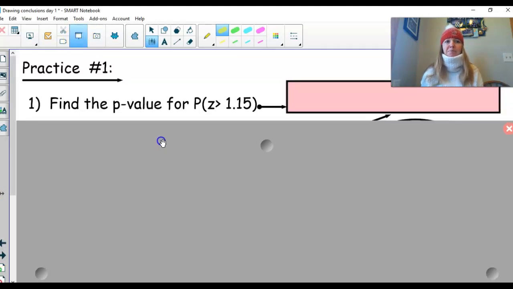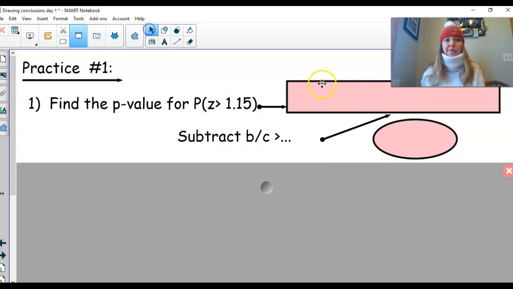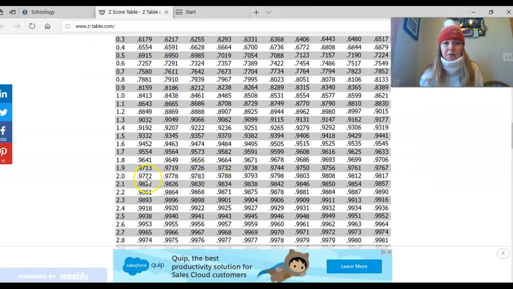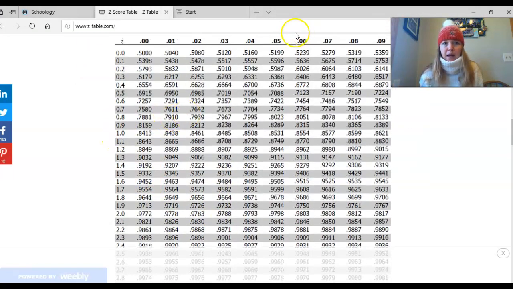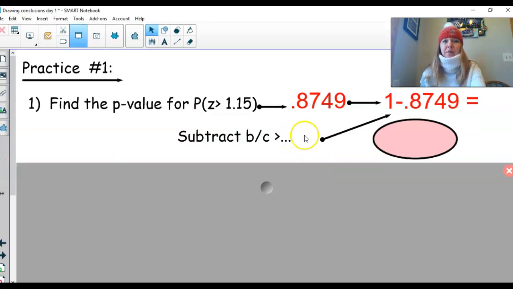Okay, practice number 1. Find the p-value for when z is greater than 1.15. Oops, I showed you too much. Well, that's okay. So what am I going to do? I'm going to go to that 1.15. 1.1 and then 5 is right here. So 1.15 gives us 0.8749.